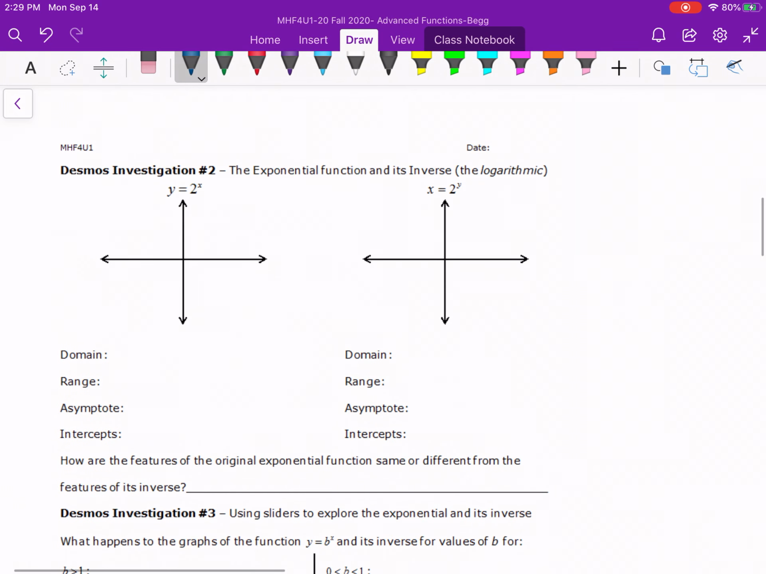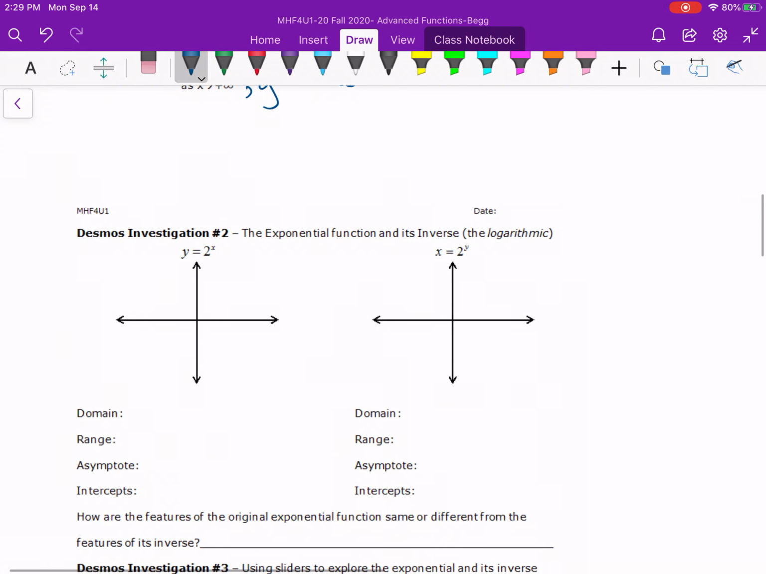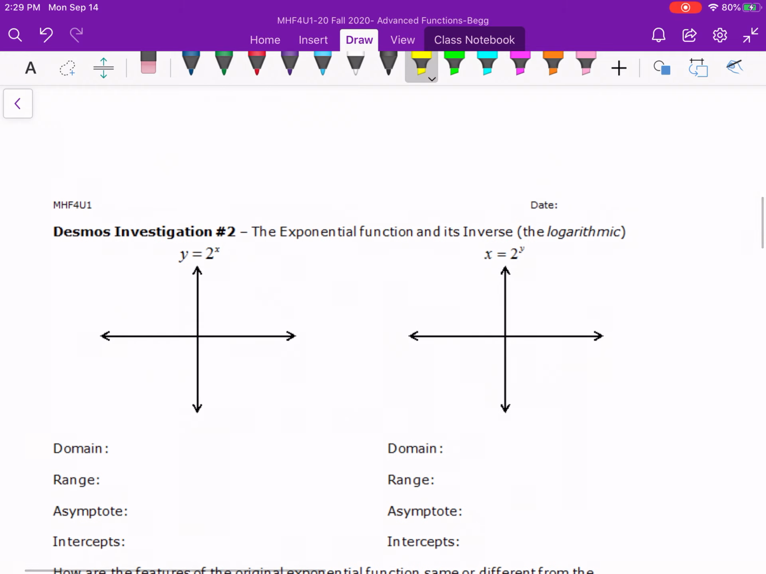Investigation 2, the exponential function and its inverse. So we want to graph y equals 2 to the x and x equals 2 to the y. Remember, we get the inverse of something by switching x and y. So if this is our basic function, then if we just switch the x and y, x equals 2 to the y will be the inverse of it. We expect that when I graph x equals 2 to the y, it's going to look like a reflection of y equals 2 to the x in the line y equals x.